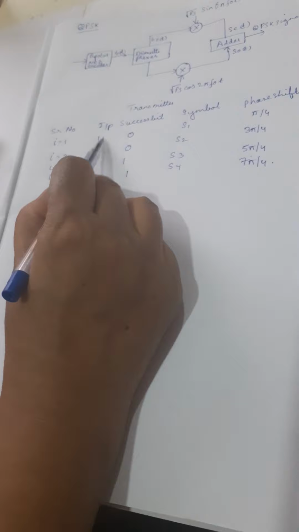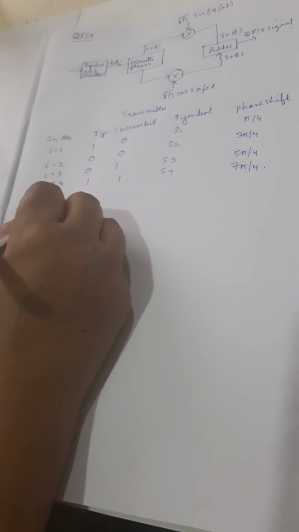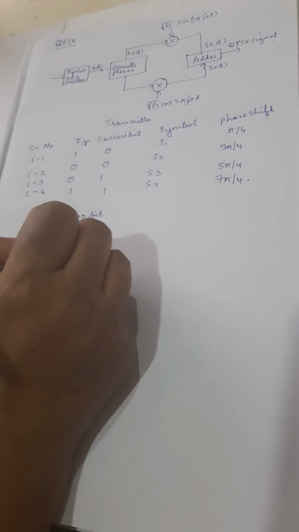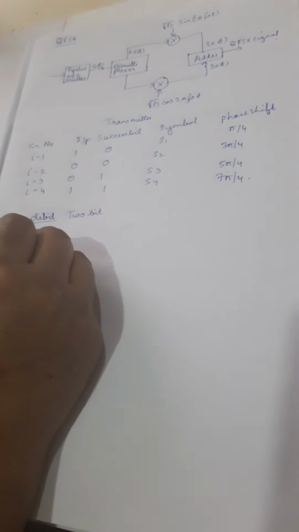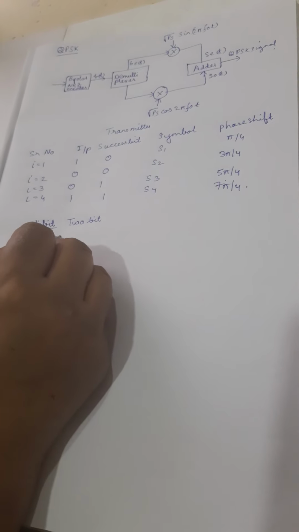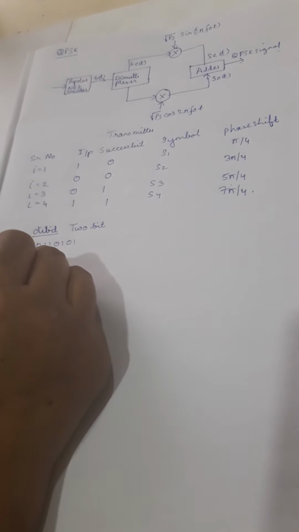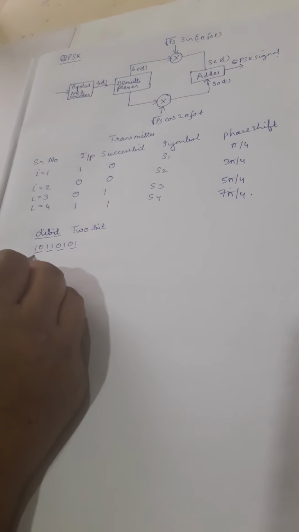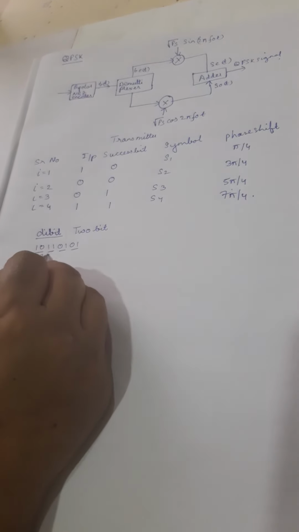Now they are successive 1 0. They together, 1 and 0, is known as D bit. D bit means 2 bits. So if you write something like 1 0 1 1 0 1 0 1, you write like this. So this will be D bit. So this will be odd, this will be even, this will be odd, this will be even. Odd, even, odd, even. So they are known as D bits.